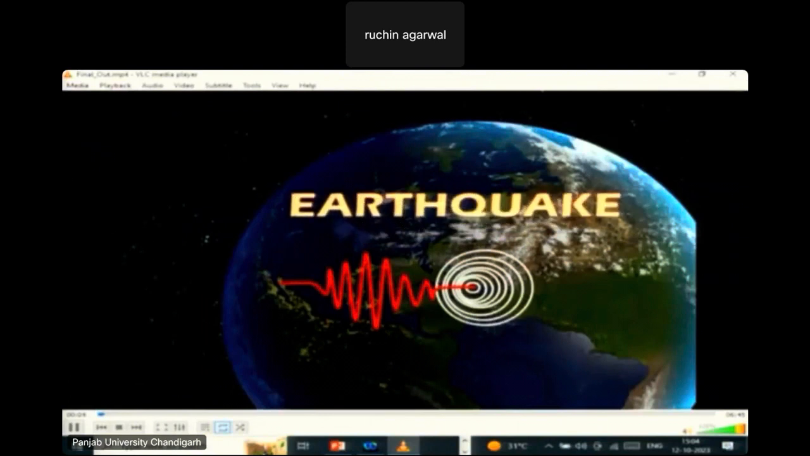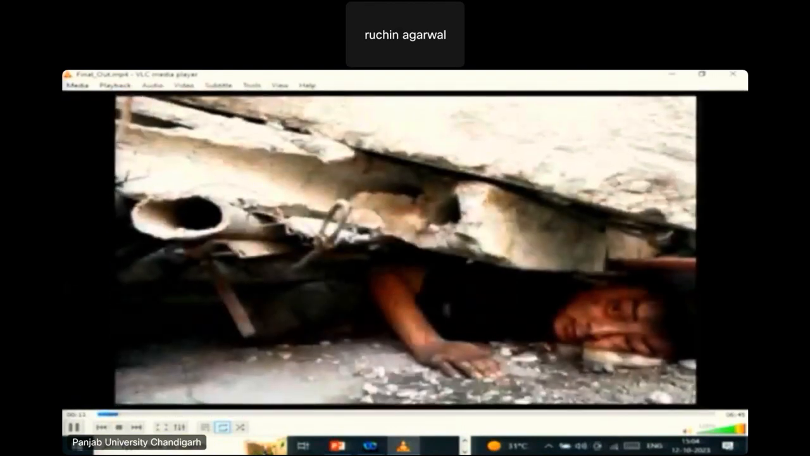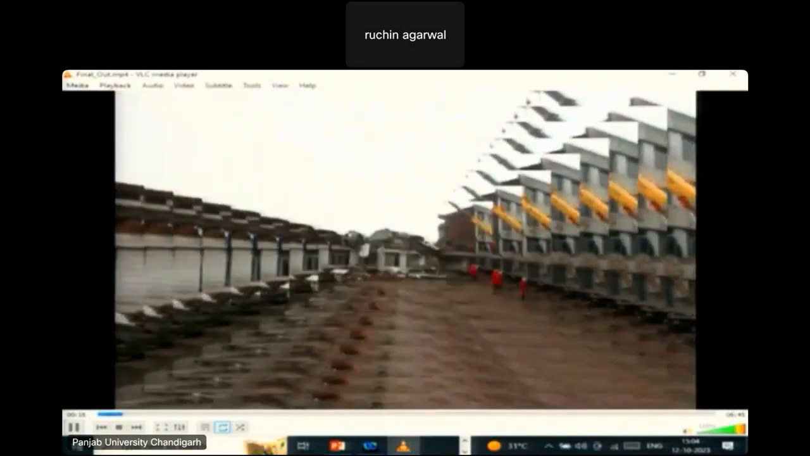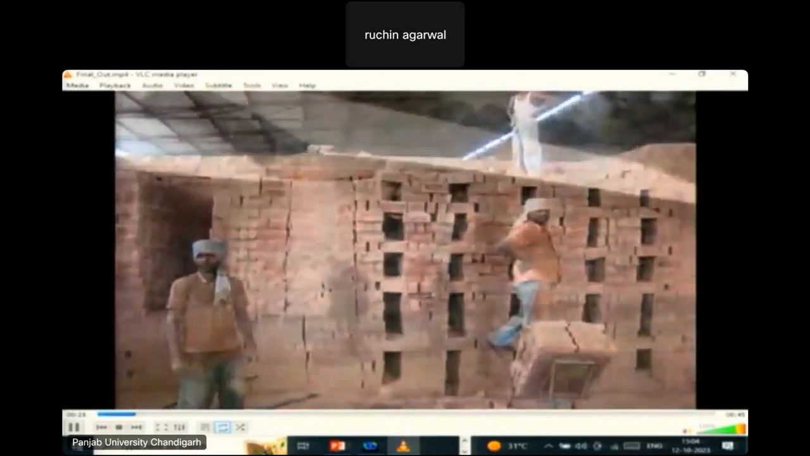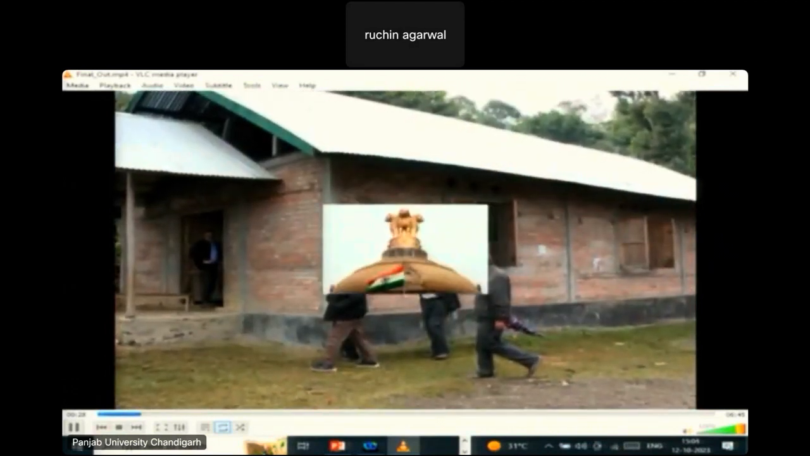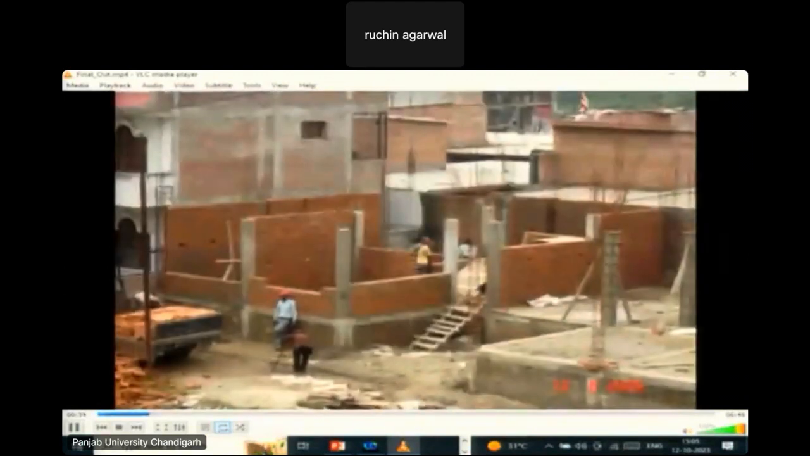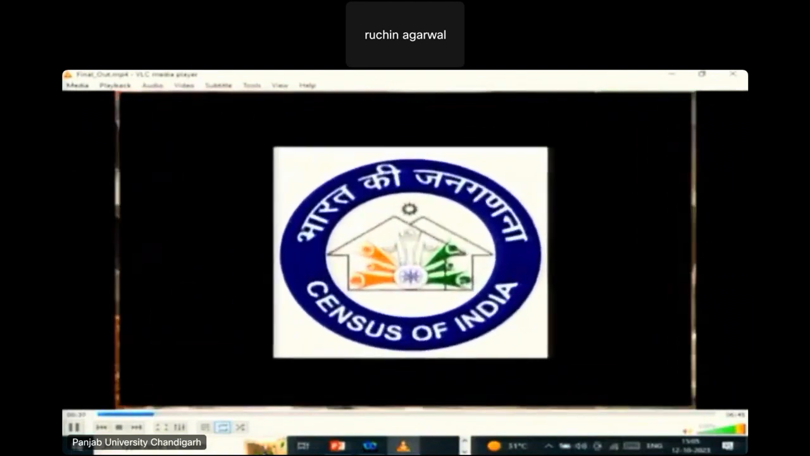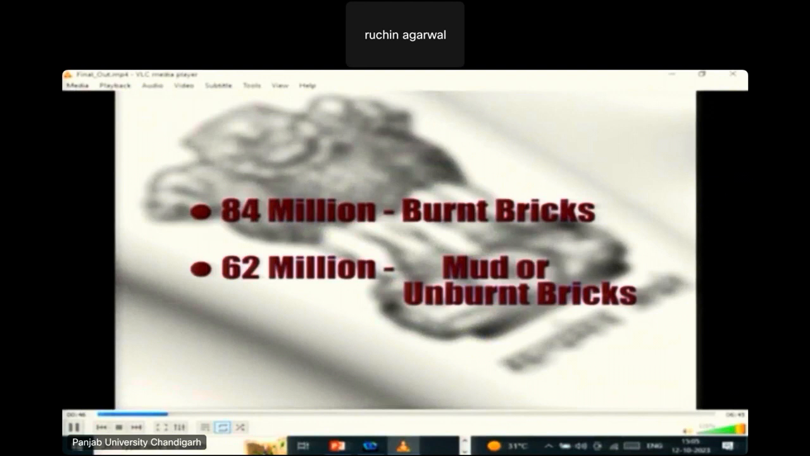Earthquake. Earthquake is a natural phenomenon and cannot be stopped. Thousands of people lose their lives during earthquakes due to collapse of man-made constructions. Each earthquake brings many challenges for the researchers. In the developing countries, masonry is one of the most affordable and adaptable building materials. In India itself, which is the second largest developing country, most of the population lives in masonry houses. As per the census report, 84 million houses in India are made up of burnt bricks, and around 62 million houses are made up of mud or unburnt bricks.